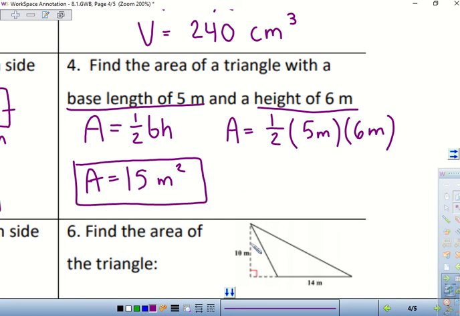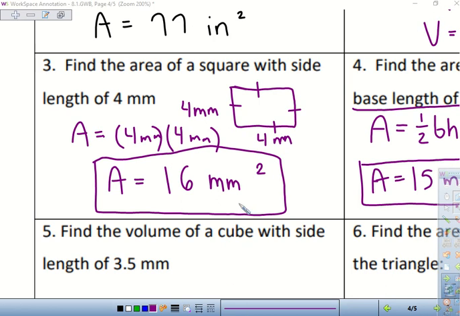Is everybody good with number 4? Yeah. Okay. I think she does. I don't think she's had any changes.